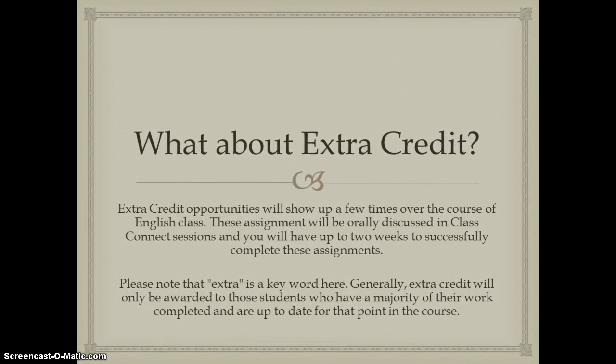What about extra credit? Extra credit opportunities will show up a few times over the course of the English class. These assignments will be orally discussed in Class Connect sessions, and you will have up to two weeks to successfully complete these assignments. Please note that extra is a key word here. Generally, extra credit will only be awarded to those students who have a majority of their work completed and are up to date for that point in the course.